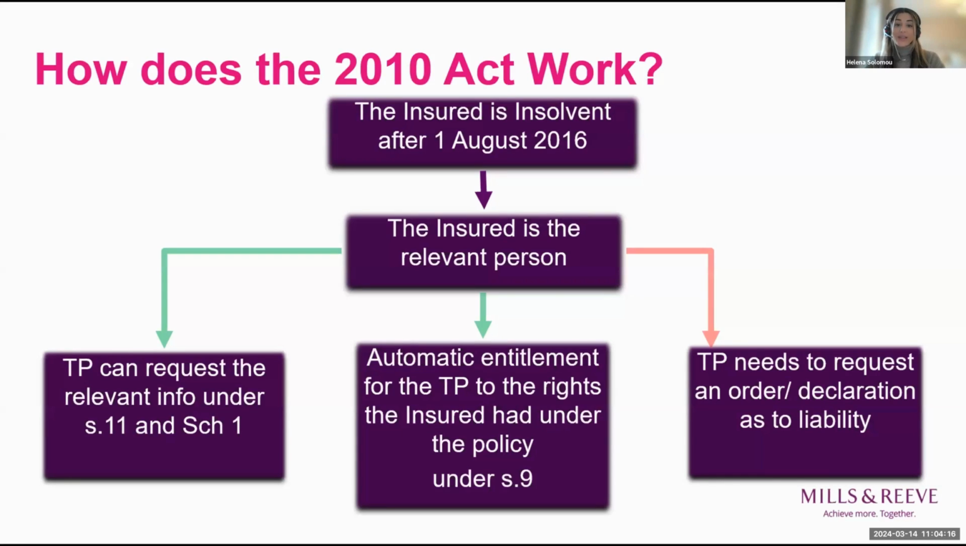In addition, a third-party claimant is no longer required to restore a dissolved company to the register once it has been struck off the register. On the screen, there is a diagram showing how the 2010 Act works. In essence, the insured is declared insolvent or is placed into administration and is the relevant person, which I will come on to later. Once this happens, a potential claimant can then effectively step into their shoes and claim directly from insurers or request information without the need to request an order or a declaration as to liability.